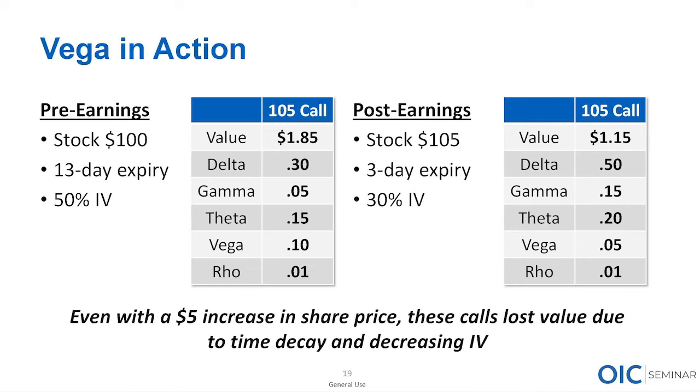Post-earnings, stock is $5 higher, trading at 105. We're closer to expiration, so 10 days has gone by. And your volatility came in 20%, so we have a 30 vol stock now. Even though the stock went higher and your call is at the money, a lot of things make sense here, and these are good ways to look at it. So your delta went up, right? Which you'd expect. Now your option is at the money.